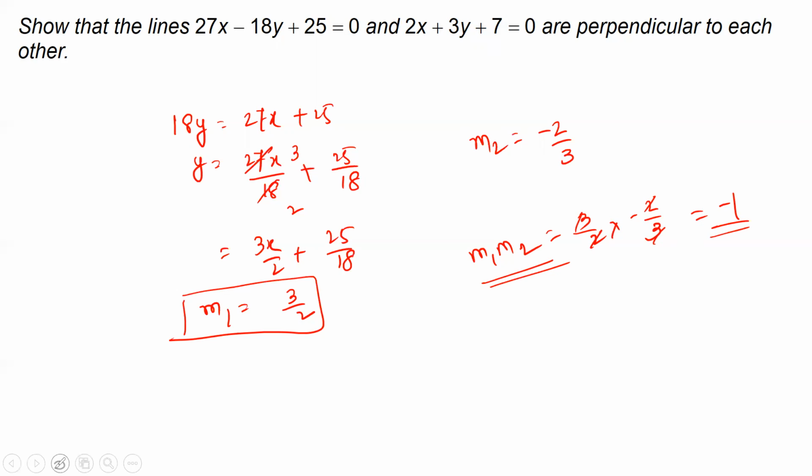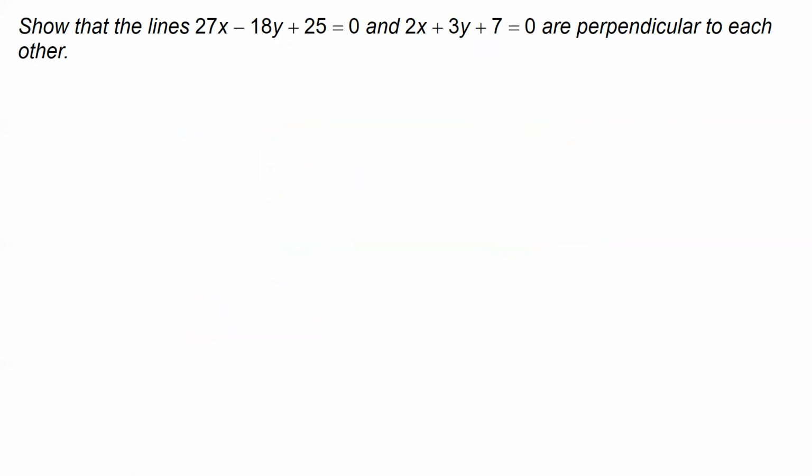Okay, there is one more interesting thing you need to know. So remember what we discussed in parallel lines, that the coefficients are equal. For perpendicular lines also there is a particular trick. So suppose you are given a line. Now if you want to find out a line that is perpendicular to a given line, what you need to do is just switch these coefficients. So you make this 27 as the coefficient of y and this 18 as the coefficient of x.